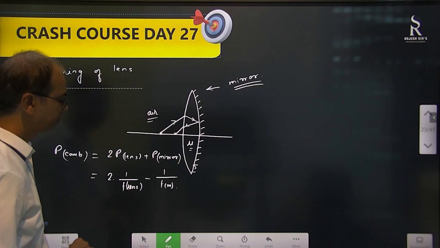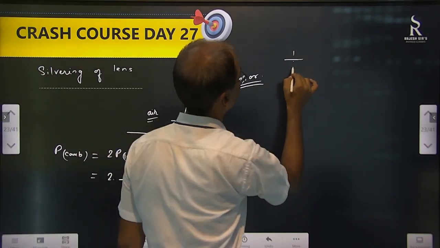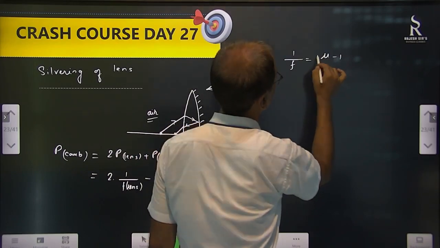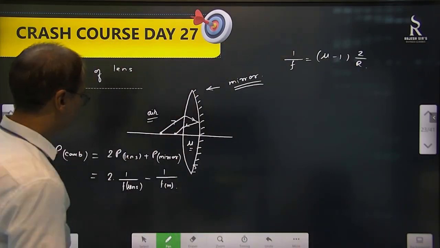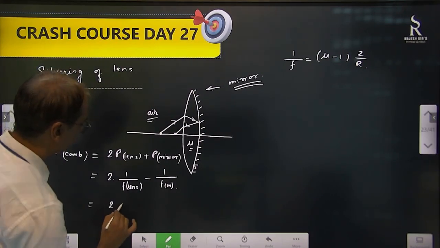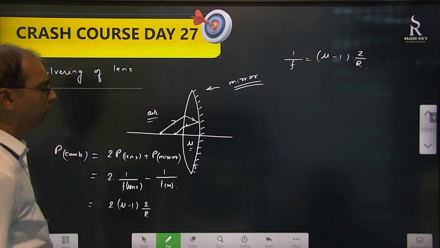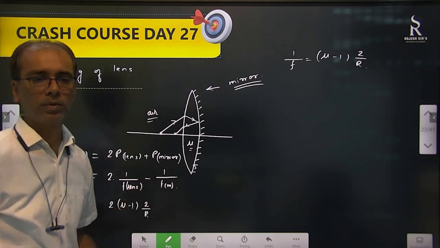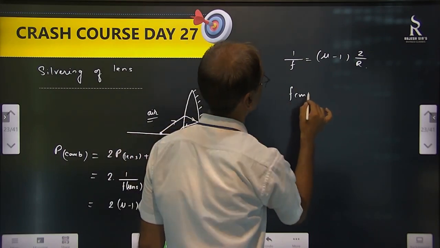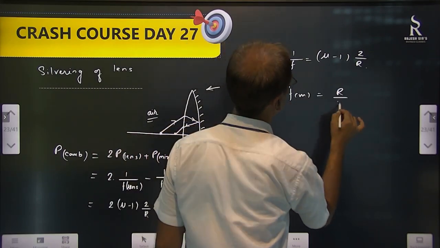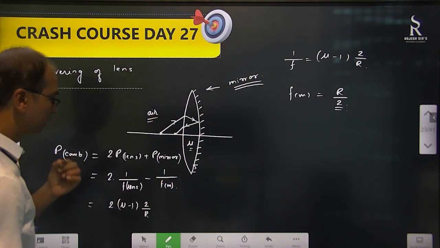Correct or not? Focal length of lens is what? 1 by f equal to mu minus 1 into 2 by r. We saw that a little while ago. Directly I am writing: 2 into mu minus 1 into 2 by r. And focal length of mirror is what? Focal length of mirror is r by 2. So we'll be writing it here.